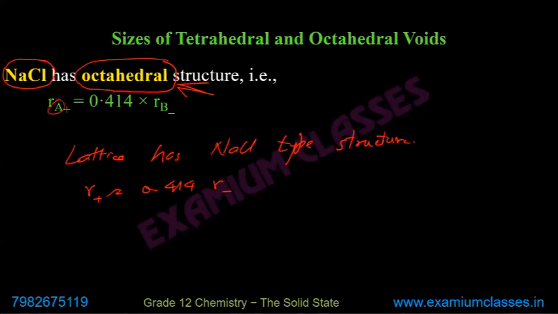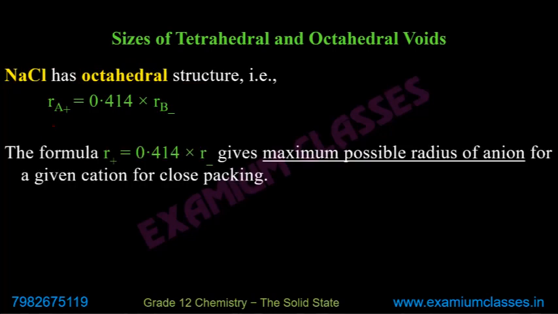Sometimes A and B are included, if it is written that B forms the lattice and A atoms are in the voids. Then it is written like this also. This is something I told you. It gives you the maximum possible radius of anion for a given cation for closed packing.